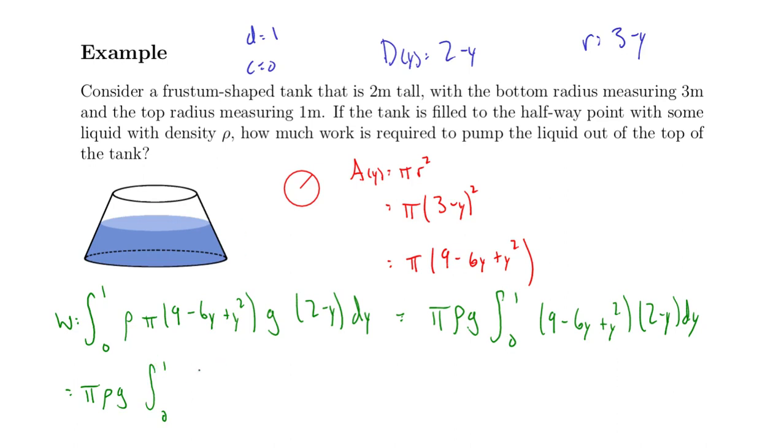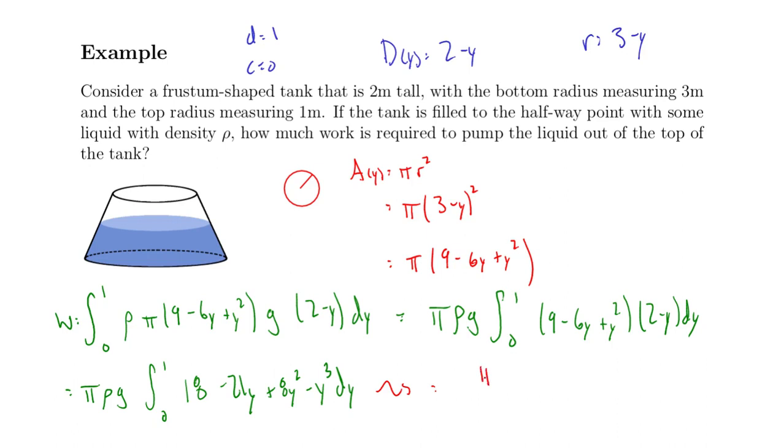Our constant term is going to be this 9 times 2, so we have 18. Then our linear terms are going to be the 9 times negative y and the negative 6y times 2. So what's that? Negative 21y. Our quadratic terms are going to be a 2y squared plus 6y squared, so that's an 8y squared. And our cubic term is going to be just the y squared times negative y, so minus y cubed dy. And then this should be pretty easy to evaluate.